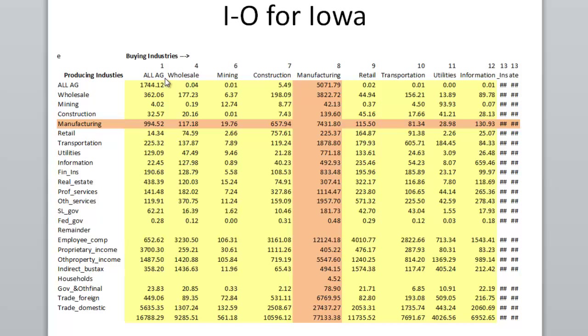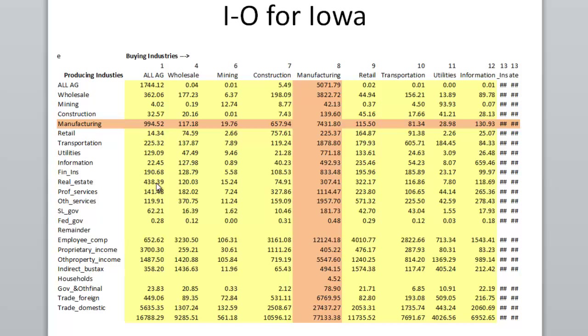So let's look at agriculture. Agriculture in Iowa in that year bought, and these values are in millions, $1.74 billion worth of inputs from agriculture. Agriculture bought lots of wholesale goods. Importantly, agriculture bought a very large amount of manufactured goods. Nearly everything that you require for agriculture, whether it's fences or tractors or trucks or combines or ropes or pens, everything is manufactured in one form or another. So they have a large amount of purchases from manufacturing.